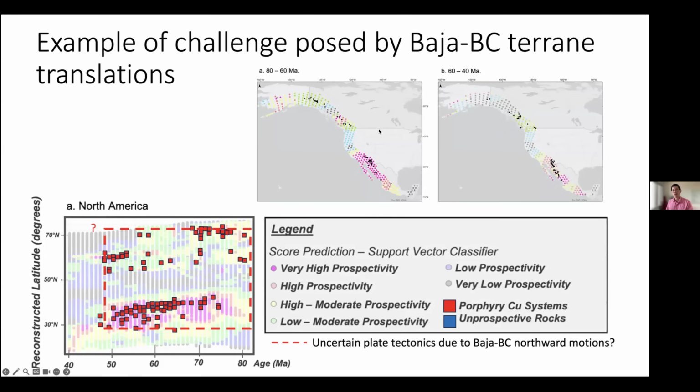Now, one question for this is that this plate model did not take into account any sort of terrane translations. And so if we look at the uncertainty that's created by that, this is a plot of the same predictions, but this is paleolatitude, and this is time on this axis. The amount of uncertain area due to Baja BC type terrane translations would be within this box here. And you can see that a lot of the predictions are actually uncertain because Baja BC northward motions are not taken into account.